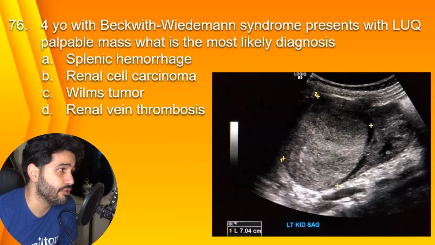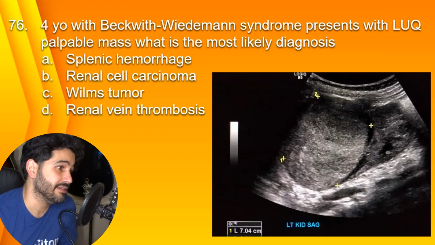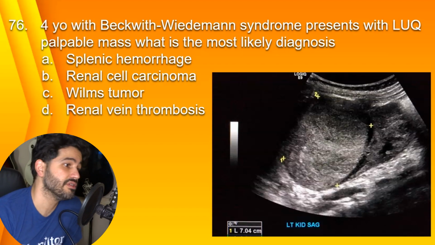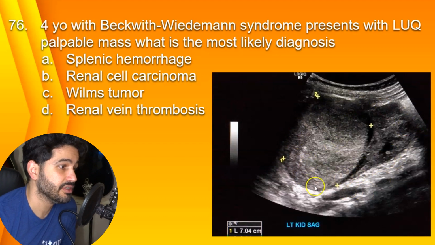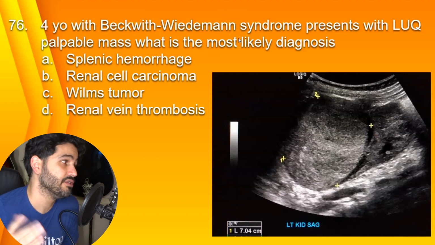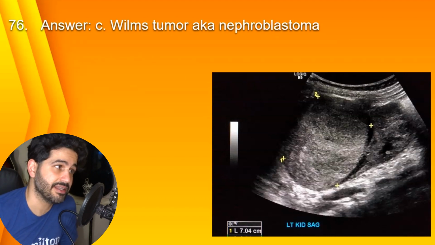Number 76. 4-year-old with Beckwith-Wiedemann syndrome presents with left upper quadrant palpable mass. What is the most likely diagnosis? A, splenic hemorrhage. B, renal cell carcinoma. C, Wilms tumor. Or D, renal vein thrombosis. So in this image you can see a sagittal view of the kidney with a tumor. Now the most common pediatric tumor, you have 4 years old, would be a Wilms tumor. Also, patients with Beckwith-Wiedemann syndrome have a higher propensity for developing abdominal tumors. So your answer would be C, Wilms tumor. Also known as nephroblastoma.